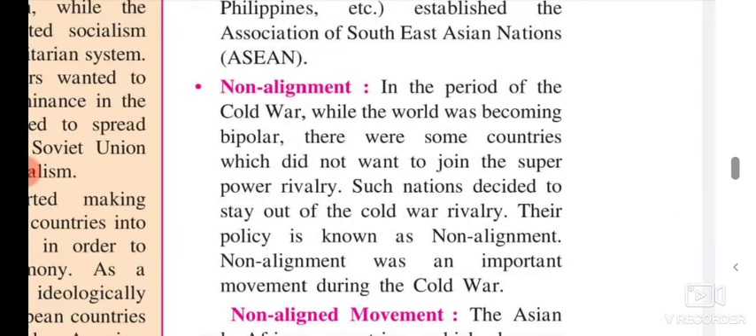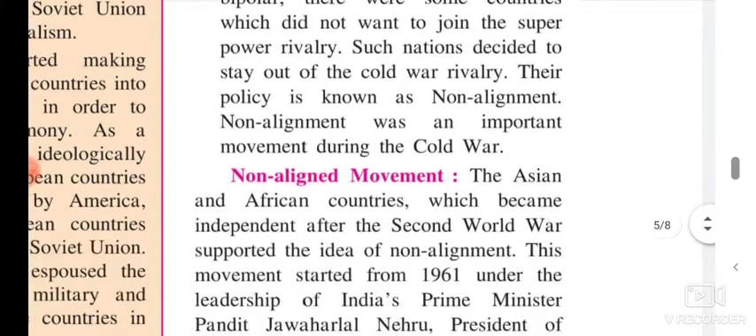Non-alignment. In the period of Cold War, while the world was becoming bipolar, there were some countries which did not want to join the power rivalry. Such countries decided to stay out of the Cold War rivalry. Their policy is known as non-alignment. Non-alignment was an important movement during the Cold War.